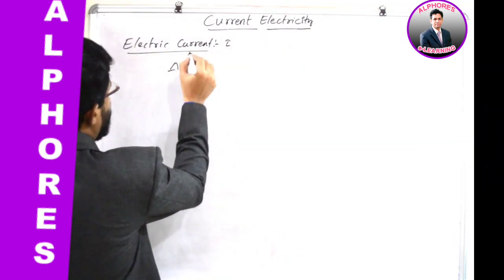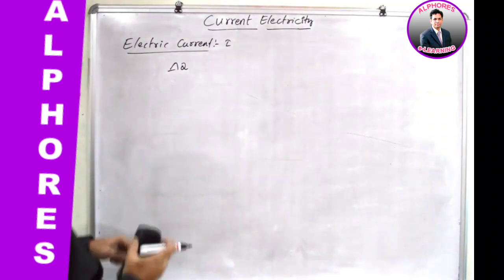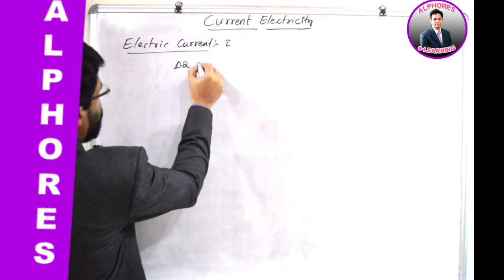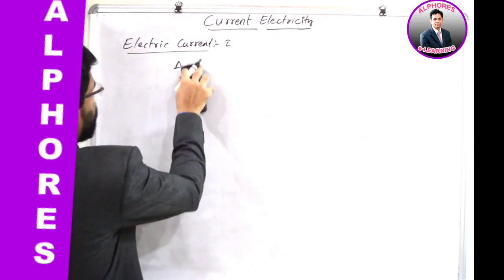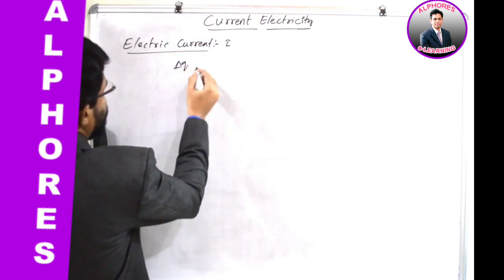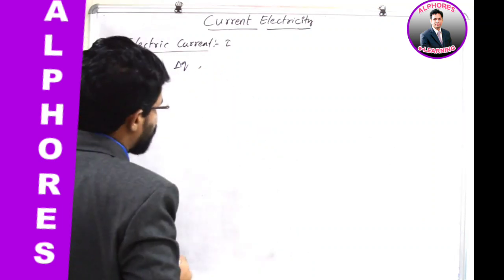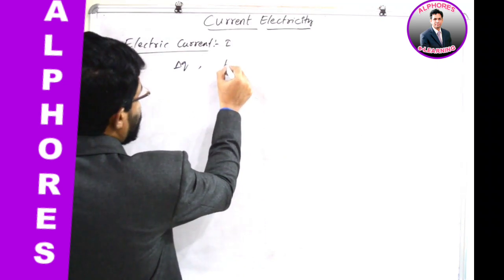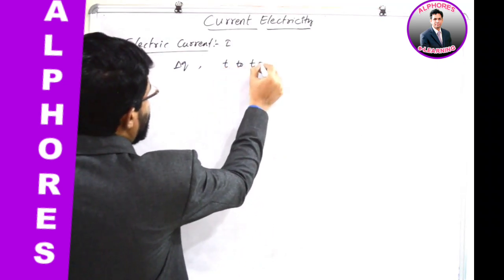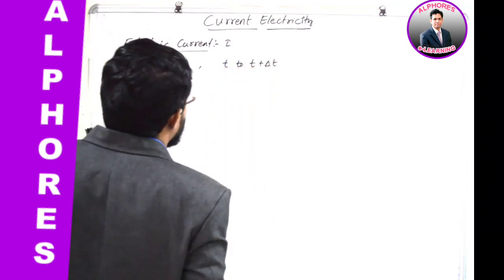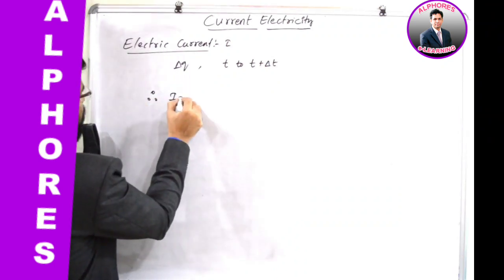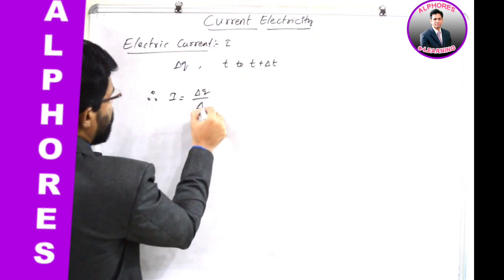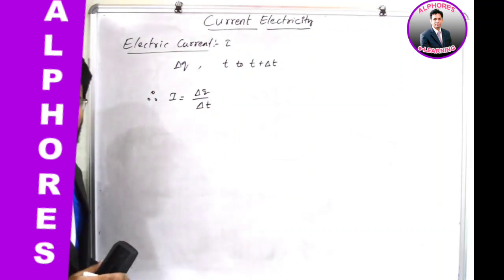Delta Q charge. I'll take small q only, because frequently I will be using small q. Let us say delta Q charge has flown through a conductor, through a cross-sectional area, in a time T2 T plus delta T. Therefore, the current I can be defined as delta Q by delta T. This is how you can define it.